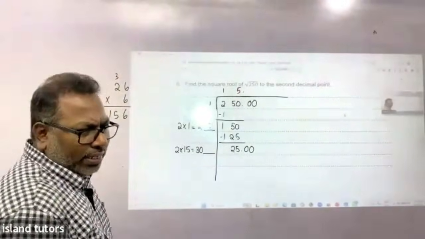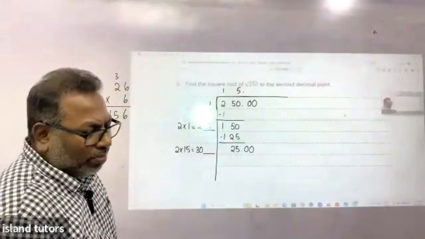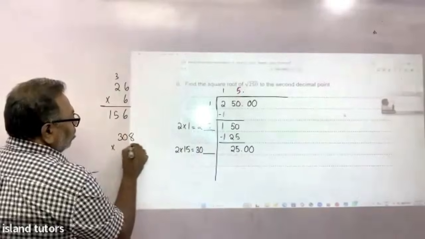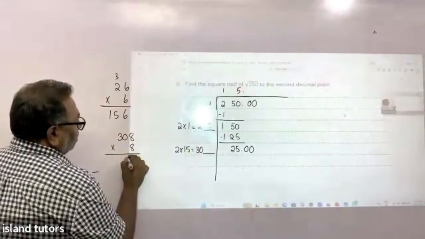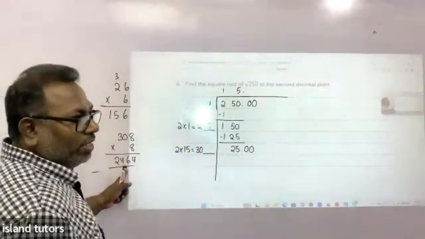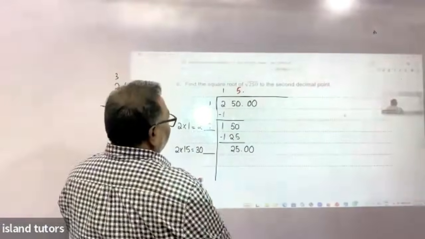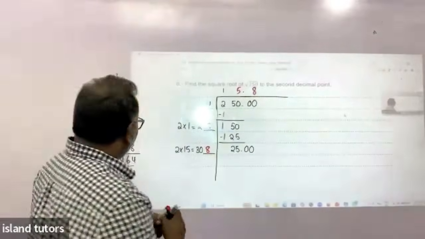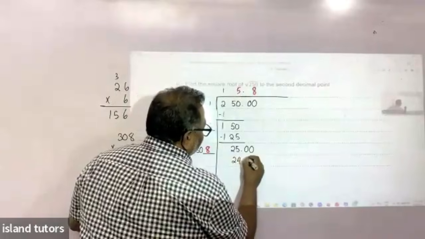8. I think 8 should work, if I'm not mistaken. 308 into 8 is 64, 24. So 2,464. That will nicely work. So 8 here, 8 here, 2,464.